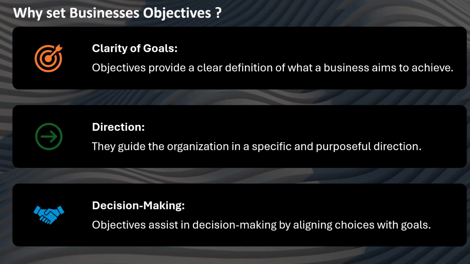Objectives provide a clarity of goals, so they provide a clear definition of what a business aims to achieve. They help give a general sense of direction, so they guide the organization in a specific and purposeful direction, and help with decision making. So objectives assist in decision making by aligning choices with the goals.